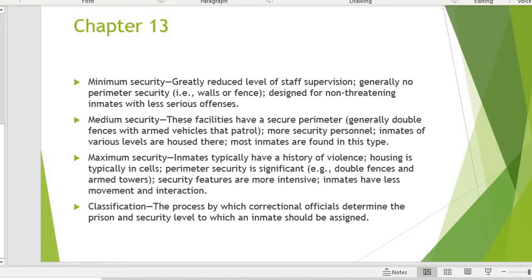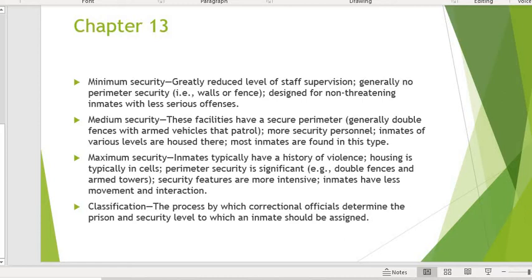With minimum security prisons, we have a greatly reduced level of staff supervision, so it's going to be less expensive because there's fewer staff. Generally, no perimeter security, meaning walls or a fence, and it's designed for non-threatening inmates with less serious offenses. So those who are classified as posing little threat of either dangerousness in the facility or little threat of running away are more likely to get a minimum security sentence.